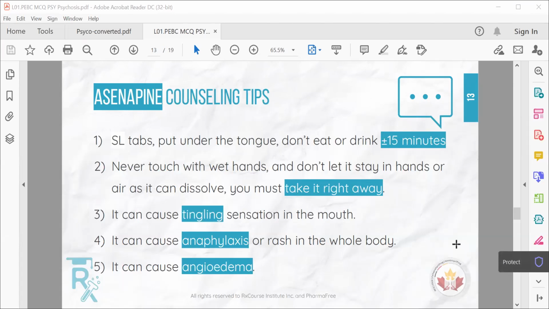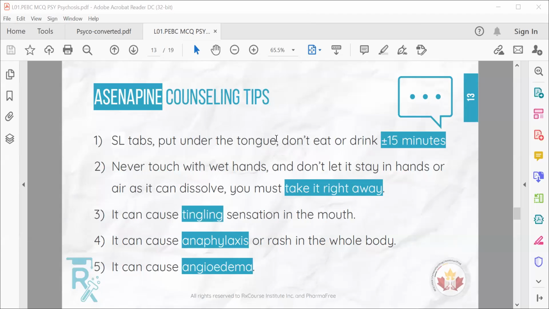Thank you. Also, never touch the asenapine tablet with a wet hand. These tablets are like fast dissolving tablets. If your hand is wet, it will dissolve in your hand, no benefit. Also, take it right away. Open the blister, put it under your tongue, and that's it. Asenapine might cause a tingling sensation in your mouth. And honestly, one of the common side effects associated with asenapine is bad taste.